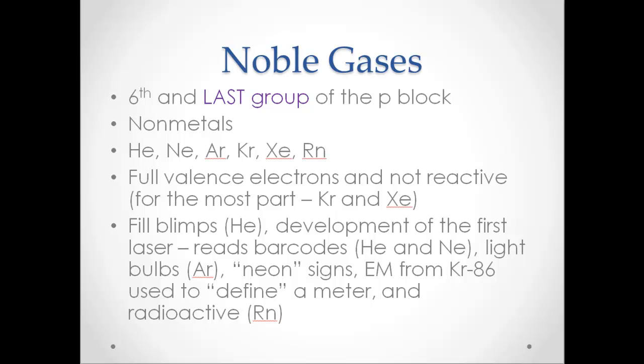And the last group we have is the noble gas. Okay, noble gases. This is the last group on the periodic table, the furthest to the right. These are all non-metals. They are made up of helium, neon, argon, krypton, xenon, and radon. And they have full valence electrons and are therefore not reactive. Okay, these are the noble gases.